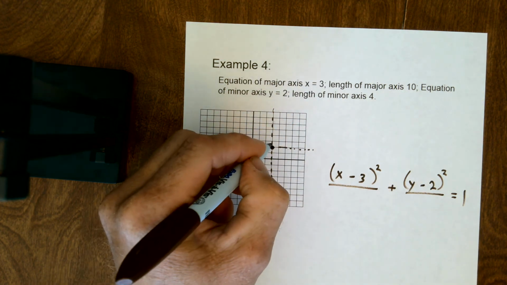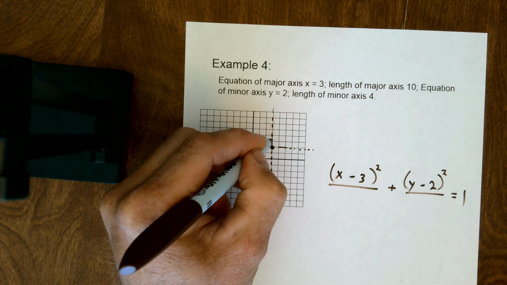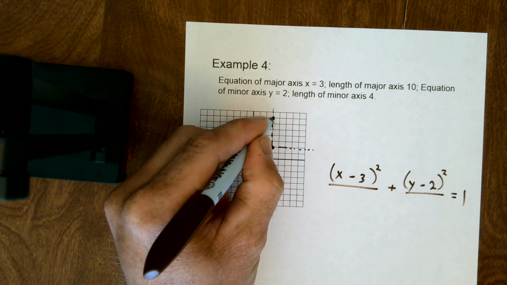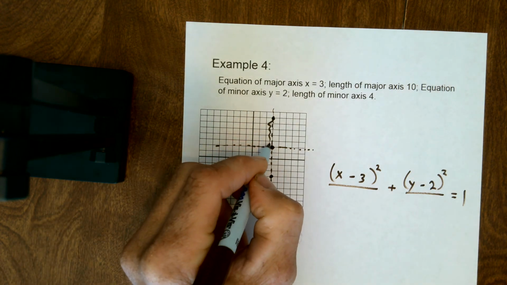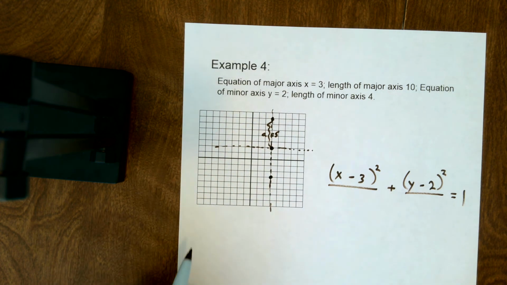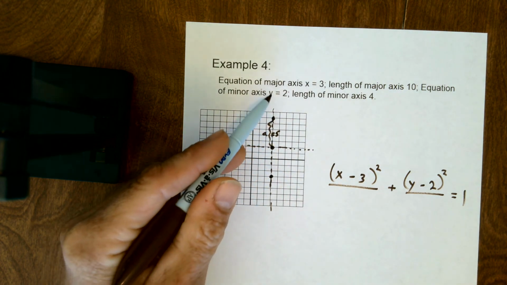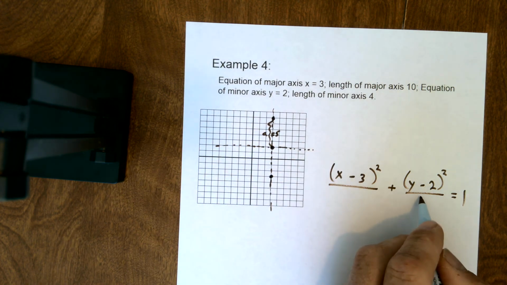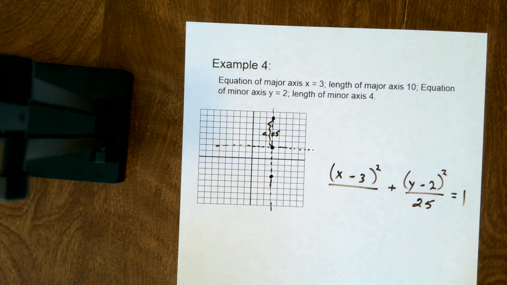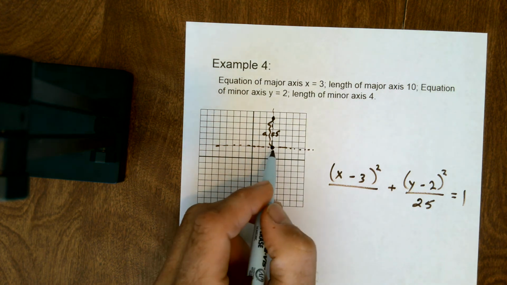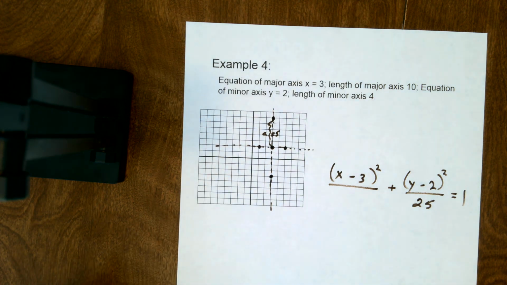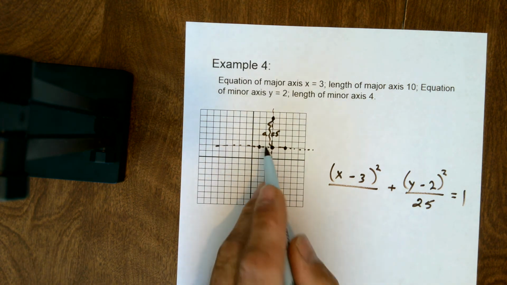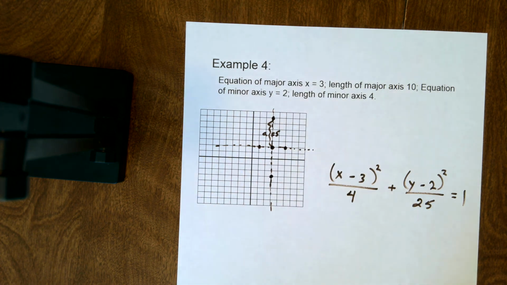I know the length of the major axis was 10. Again, we can come up 5 units. We can go down 5 units if we need to. So we know that our a value is going to equal 5. We also know that it's stretched vertically, along with the y-axis, so then we're going to get 25 under the y minus 2 squared. Our x's, our minor axis, is 2 units long, so there's going to be our points there. So our b value is 2, and 2 squared gives us 4. So that gives us the equation of that ellipse.